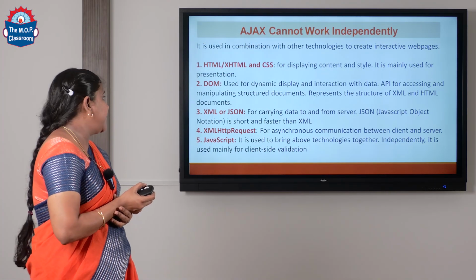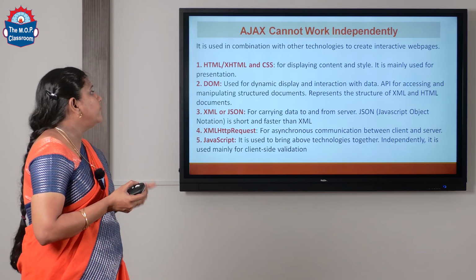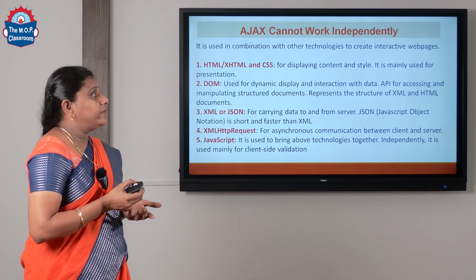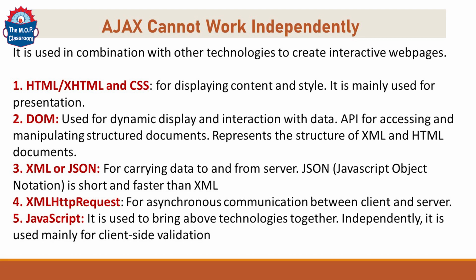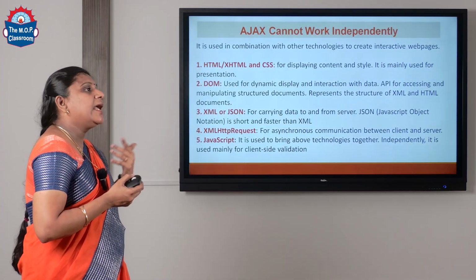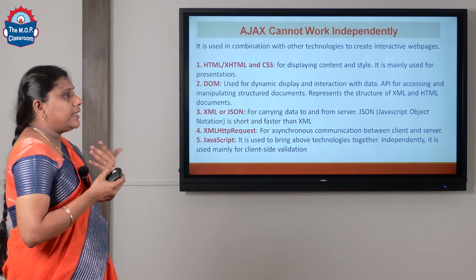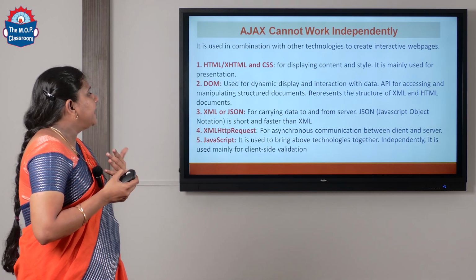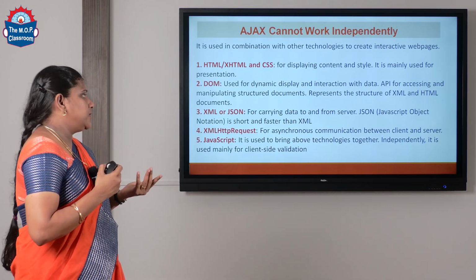AJAX cannot work independently. It is used in combination with other technologies to create interactive web pages. HTML or XHTML and CSS are used for displaying the content and style. It is mainly used for presentation. Whereas DOM, the Document Object Model, is used for dynamic display and interaction with the data. The application programming interface is used for accessing and manipulating structured documents like XML and HTML. XML or JSON is used for carrying the data to and from the server.